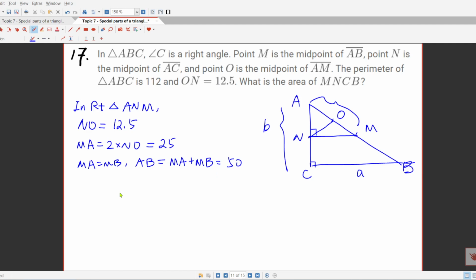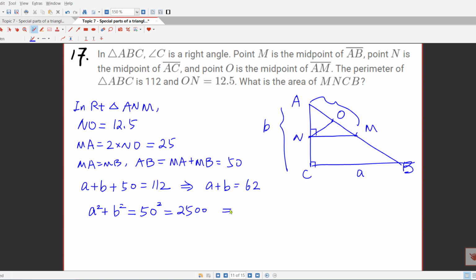We are given that perimeter is 112. And that means A plus B plus 50 equals 112. Or A plus B is simply 62, right? By the Pythagorean theorem on triangle ABC, we have A squared plus B squared equals 50 squared, which is 2500. Therefore, we have AB equals, well, here is some skills of algebra. AB equals 1/2 of (A plus B) squared minus (A squared plus B squared), right? You see that?